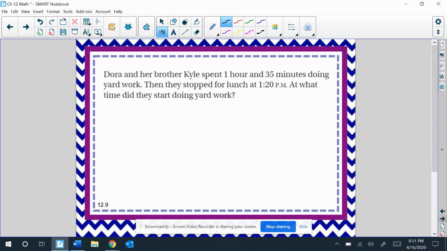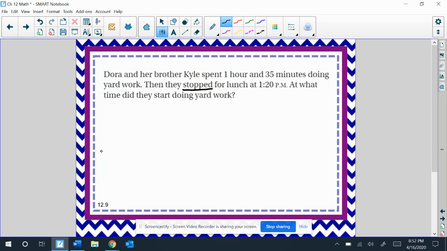Dora and her brother Kyle spent 1 hour and 35 minutes doing yard work. Then they stopped for lunch at 1:20 p.m. At what time did they start doing yard work? So the first thing we need to do is figure out if it was them starting at 1:20 or ending at 1:20. It says right here the word stopped. That tells me that is the end.